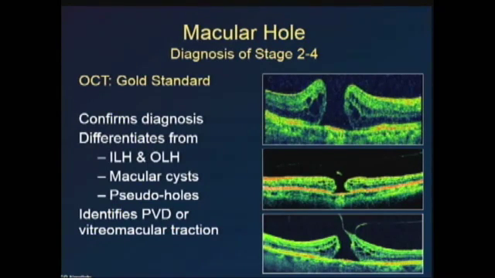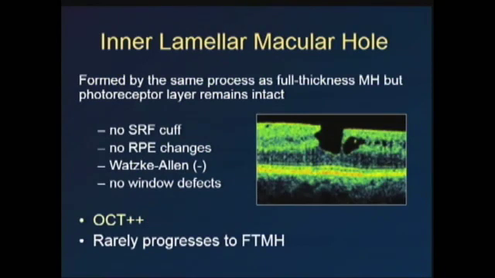And it will make the differential diagnosis if you have a partial thickness macular hole, which can look clinically like a hole. In this case, if you have an inner lamellar hole, this happens by the same mechanism as the anteroposterior traction, except that you get a rent in the fovea, but just in the inner part of the retina, and that does not involve the photoreceptors.